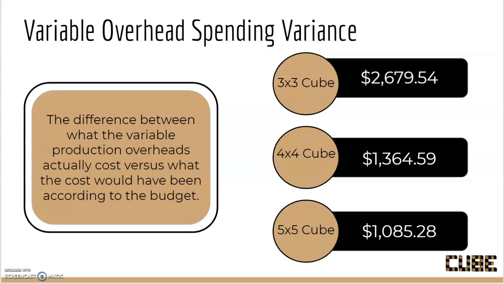Next, I will present about variable overhead spending variance. The production department is also in charge of calculating and analyzing the variable overhead spending variance. It is the difference between what the variable production overhead actually cost versus what the cost would have been according to the budget. The calculation was made by the difference between standard price and actual quantity cost and the actual cost.